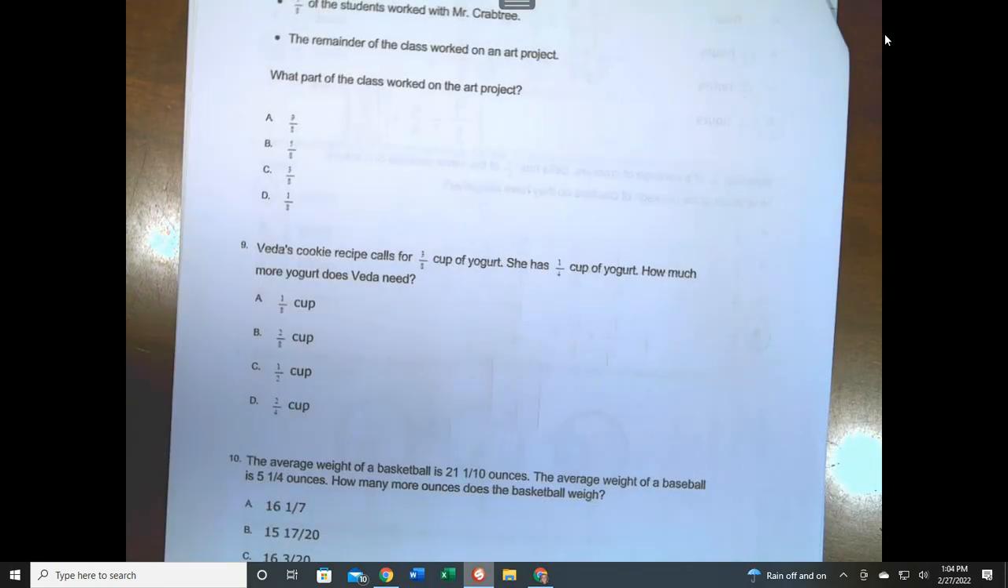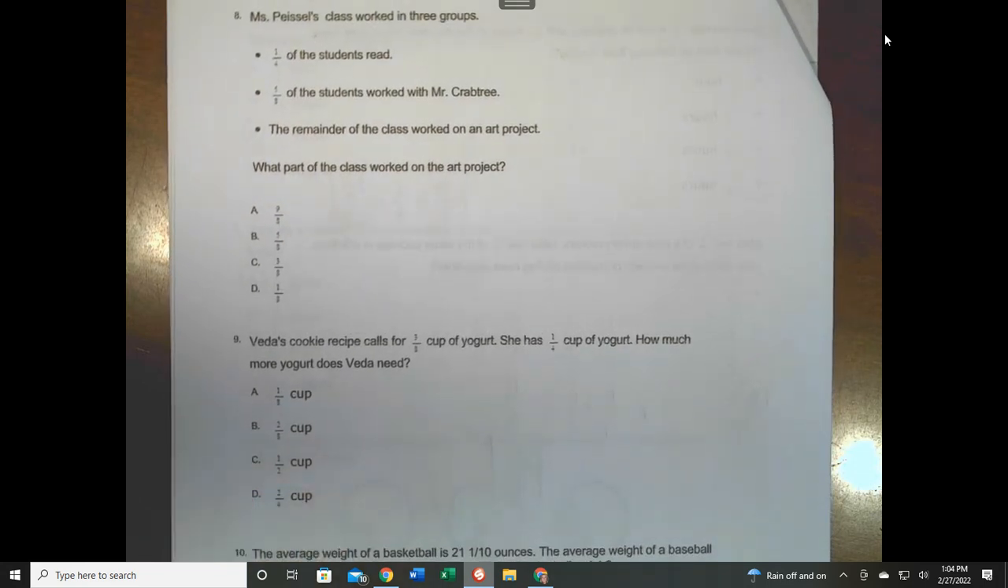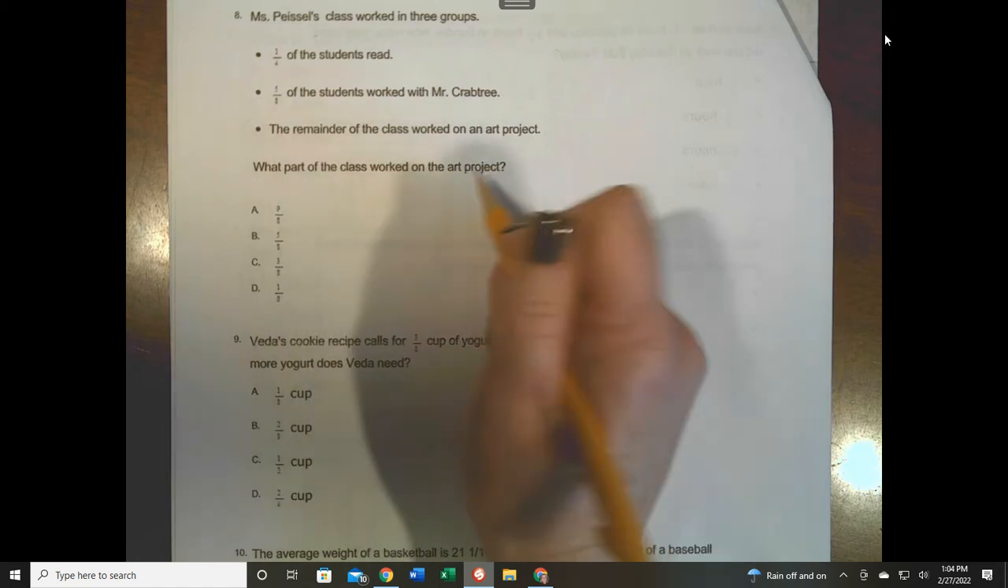Miss Purcell's class worked in 3 groups. 1/4 of the students read. 5/8 of the students worked with Mr. Crabtree. The remainder of the class worked on an art project. What part of the class worked on the art project?